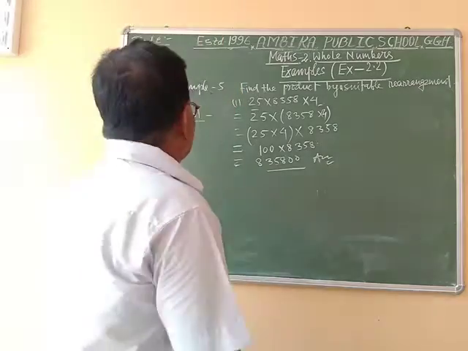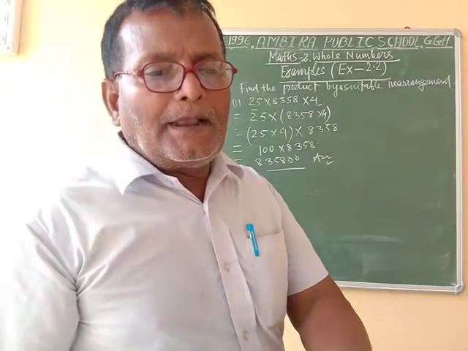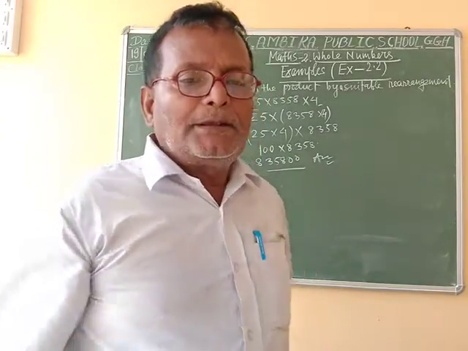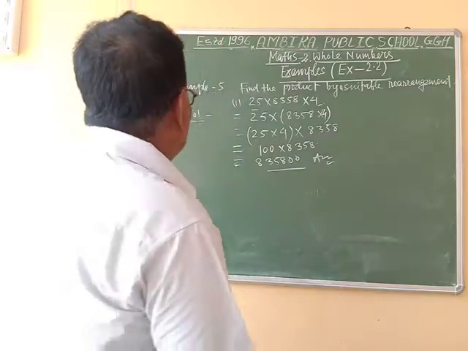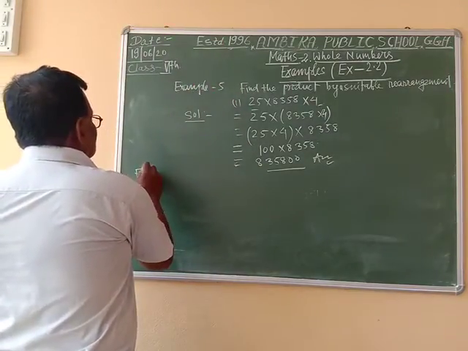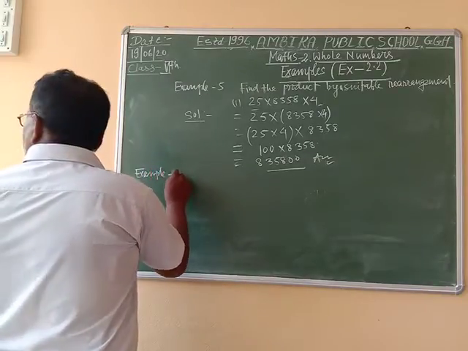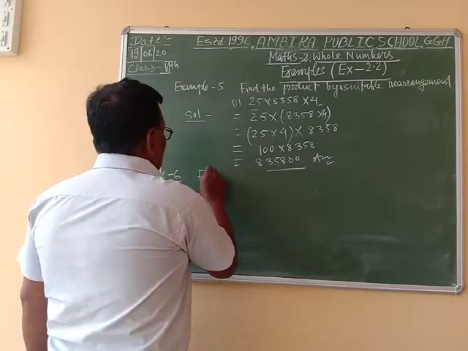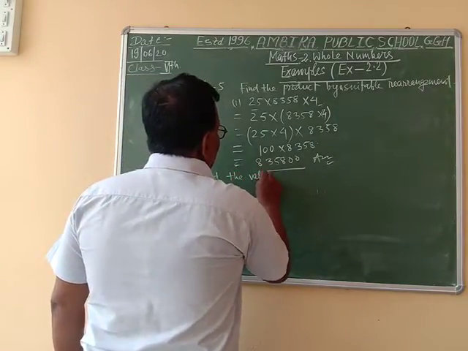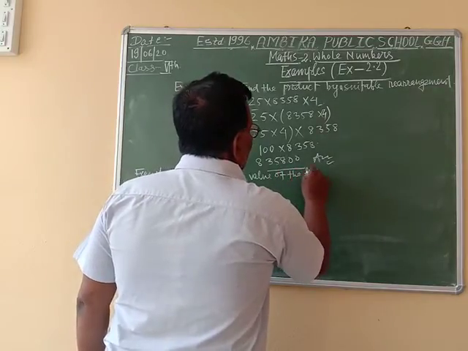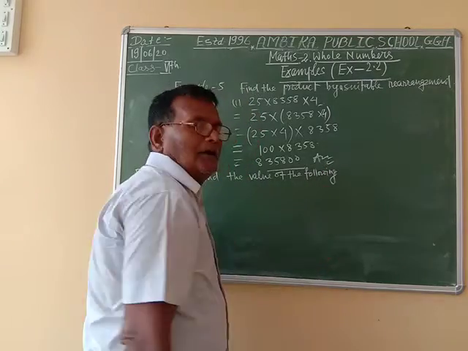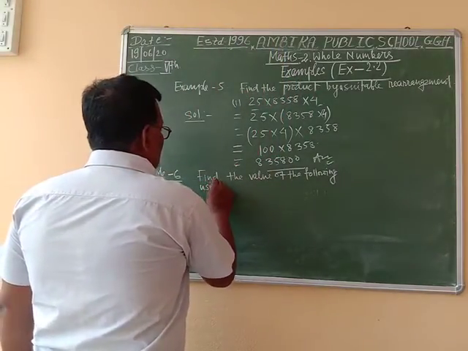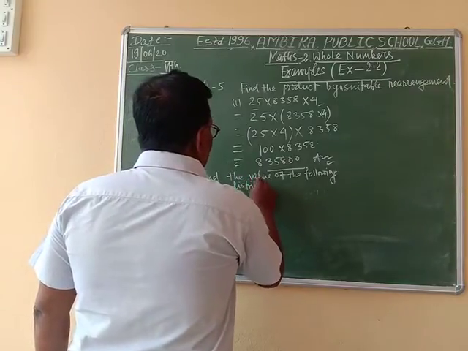15 into 68. Example 6. Find the value of the following using distributive property.